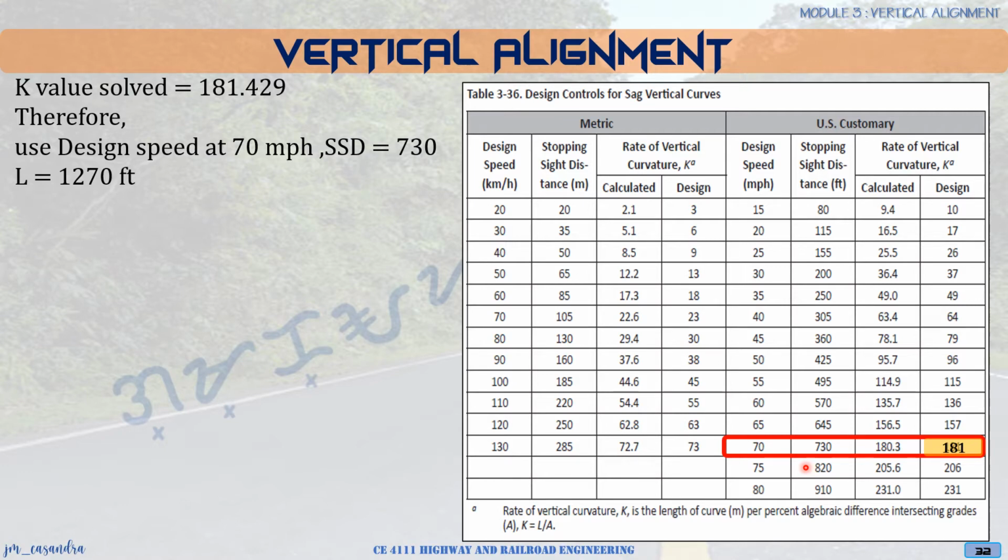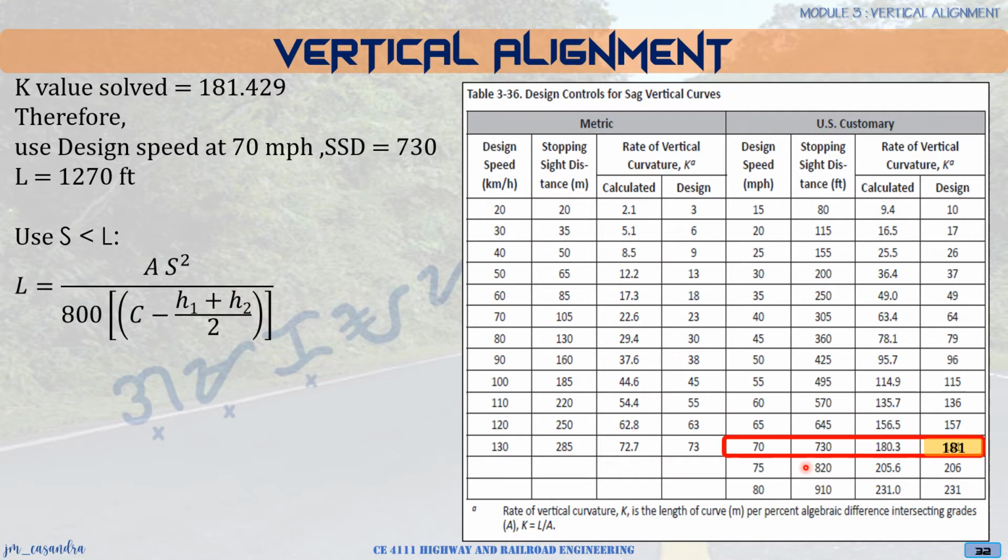Okay, so given now our design speed, stopping sight distance, and the given length 1,270 feet, we can now use the equation for the sight distance with undercrossings. So let's use first S less than L. So we have this equation. So L now is 1,270. Or simplifying, first, H1 is 8 feet, H2 is 0.5. So if we simplify it, ito na yun.